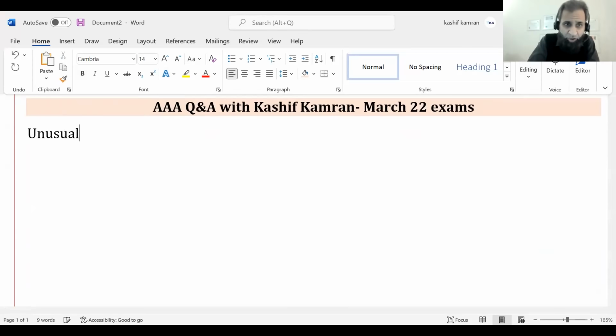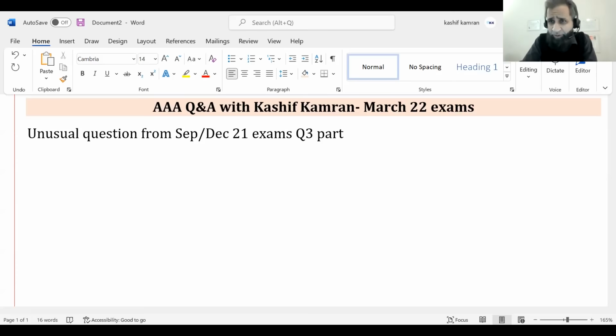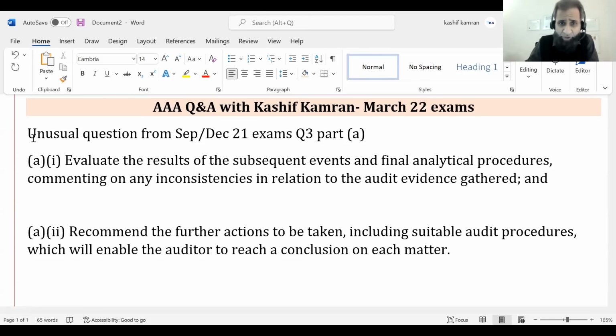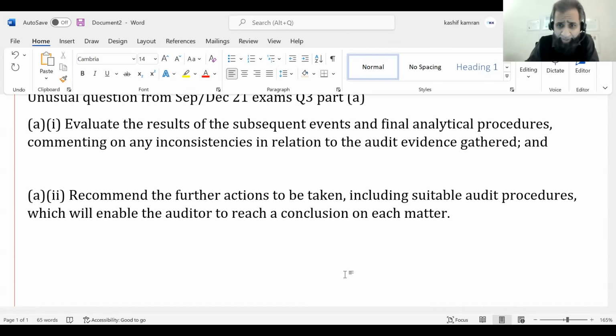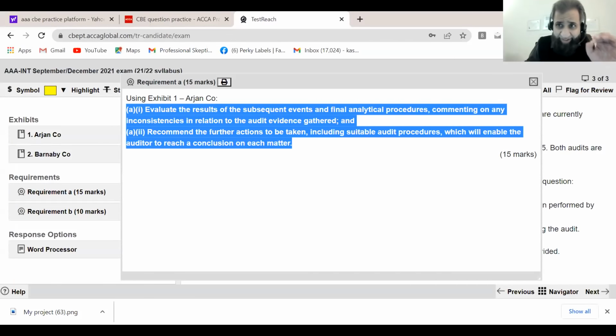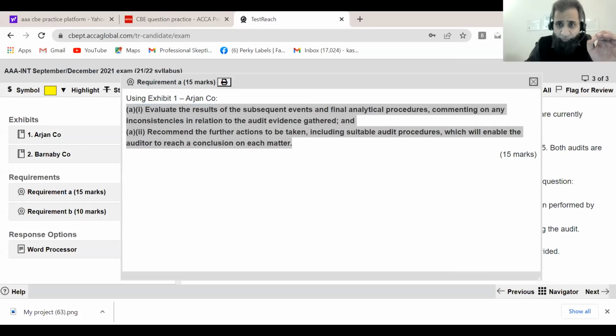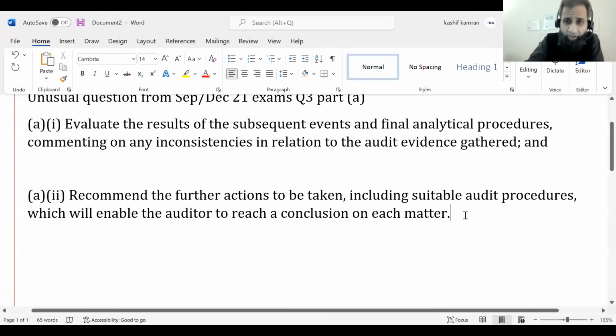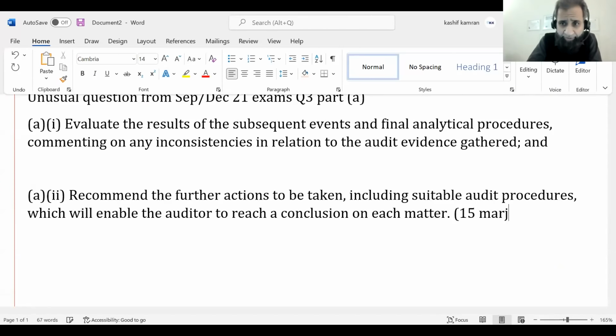So we're looking at an unusual question from the December 21 exams, which is basically question number 3, part A. Part B was not unusual. That was a reporting question, which always comes in the AAA paper. So only part A was unusual. So how many marks did we have for part A? We had 15 marks. So the stress level was only down to 15 marks. So the total question was worth 15 marks.